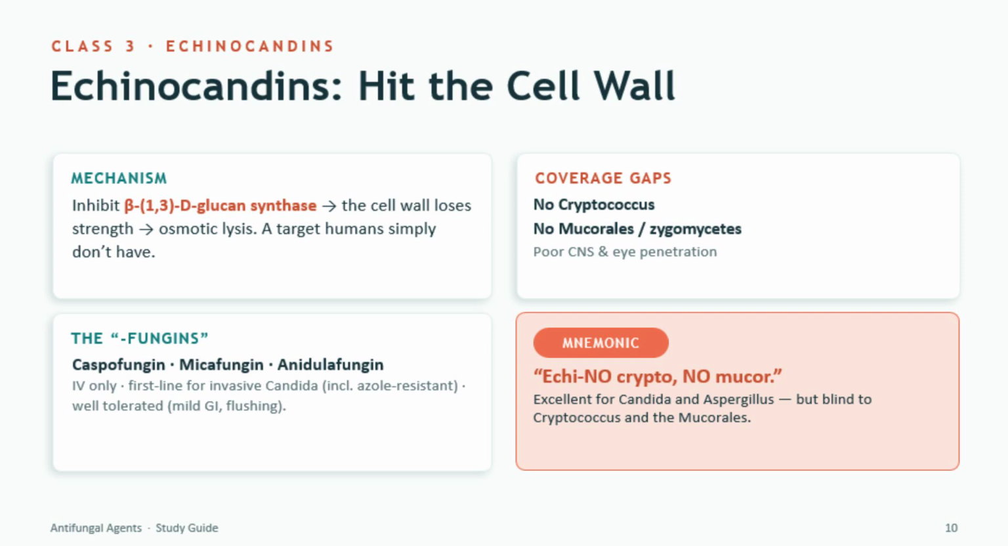But know their blind spots. Our mnemonic, "A, no crypto, no mucor", reminds you they don't cover cryptococcus or the mucorales, and they penetrate the CNS and the eye poorly.